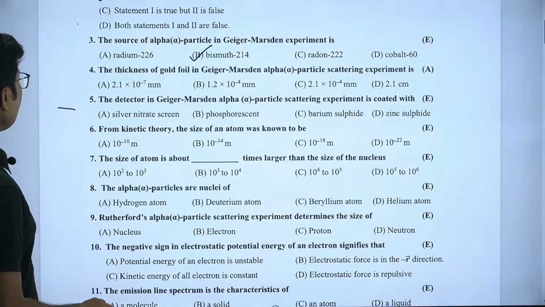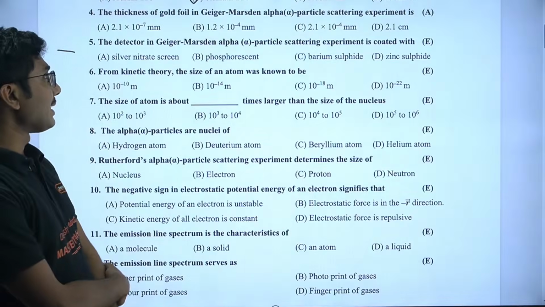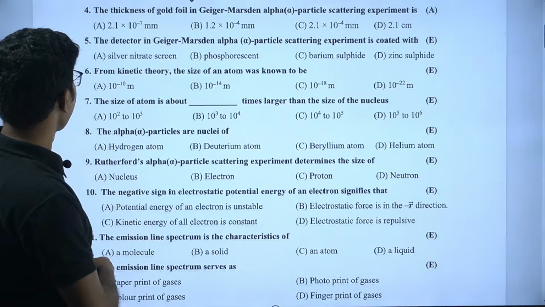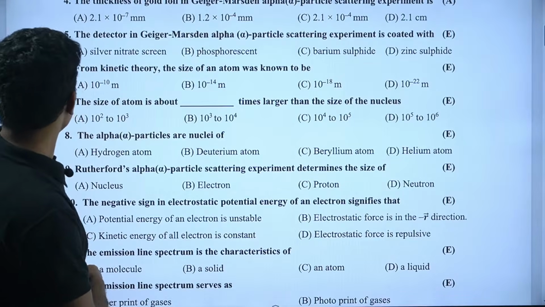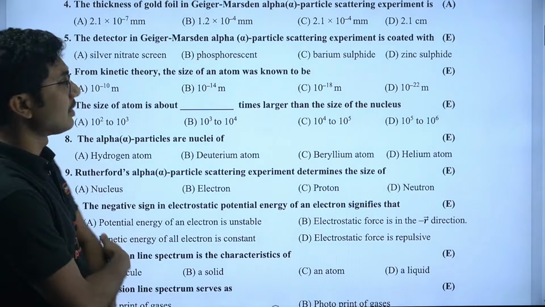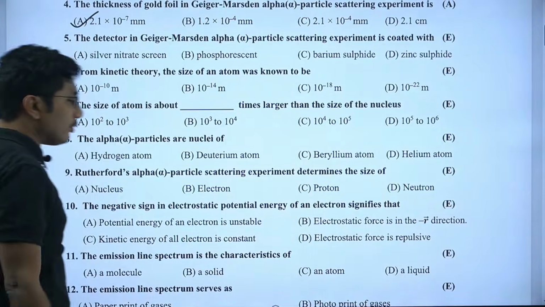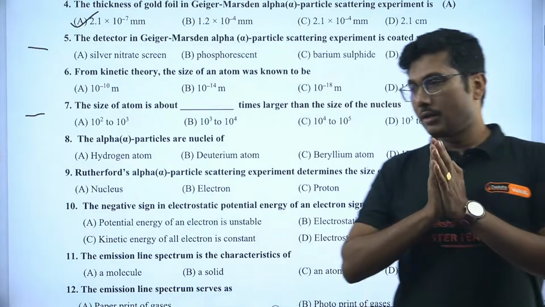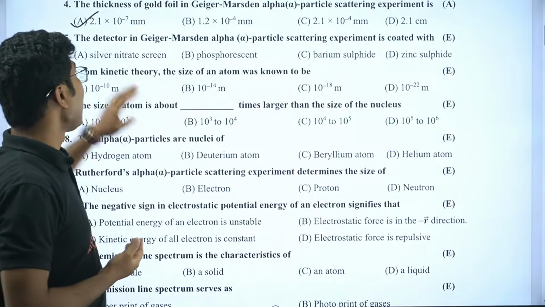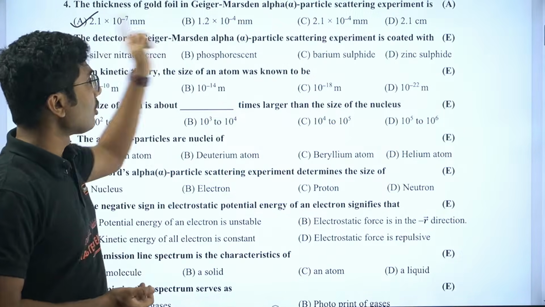Now question number 4. The thickness of gold in the Geiger-Marsden alpha particle experiment. 4A, yes, it is. Remember that we have used a very small, very thin gold foil in the experiment, so the thickness should be as small as possible, and 2.1 times 10 to the power of minus 7 is as small as possible, so this is the correct answer, not the other one.